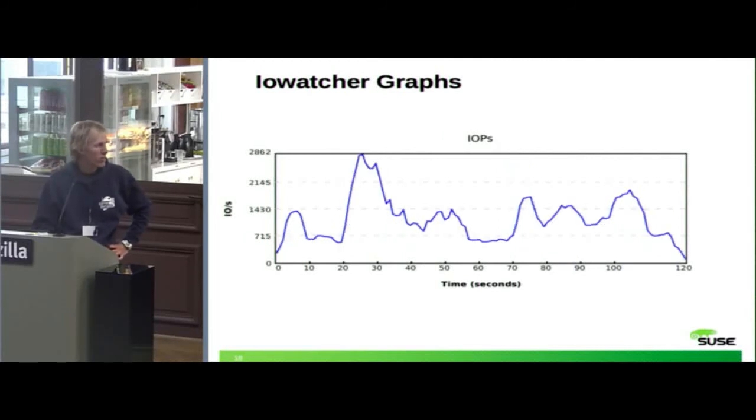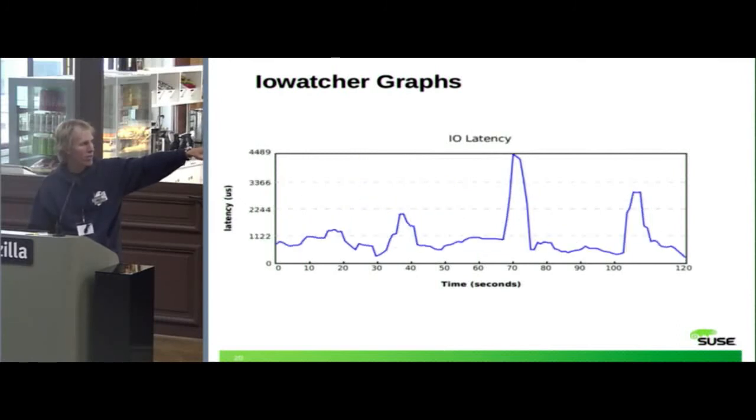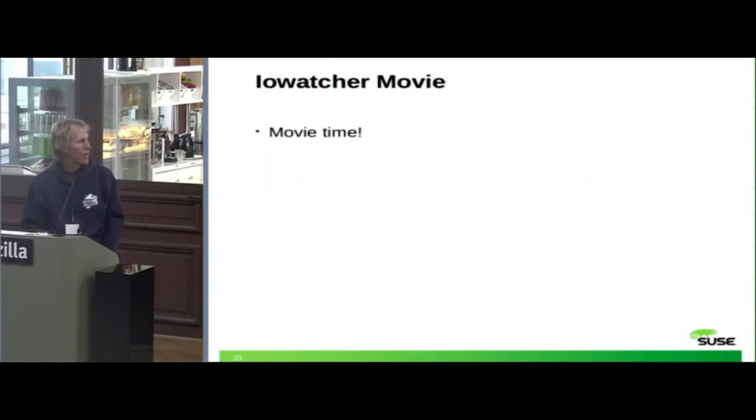Then the number of operations per second. This is kind of similar to throughput, but sometimes it's better to look at throughput, sometimes at I/O operations per second. It depends what you want to compute. And this is queue depth. Queue depth is the number of requests that are outstanding for the device, and you can notice there is a peak around second 70 and then around second 100, which corresponds to the peaks in I/O latency. That is what you would expect: when requests are sitting in the queue, it takes longer to complete them. So the graphs aren't probably made up.